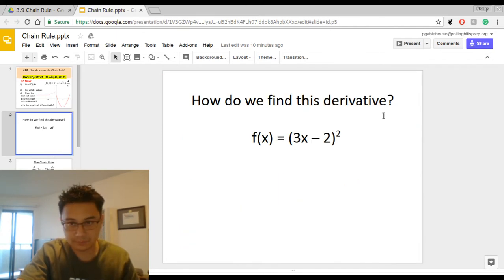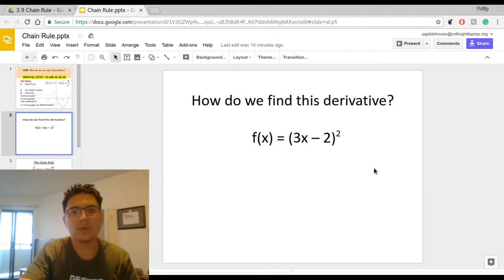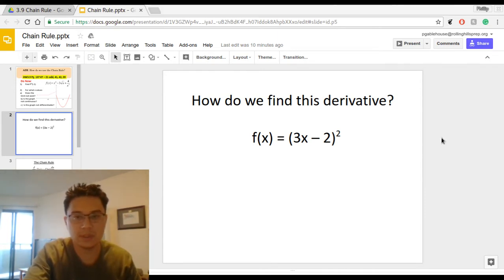Alright, let's go to the next page here. So we have, how do we find this derivative? What we're going over today is something called the chain rule. We're going to start off with the basics here. How would we go about finding this derivative as it sits right now? So let me switch over to the camera really quick here. So we have 3x minus 2 squared.